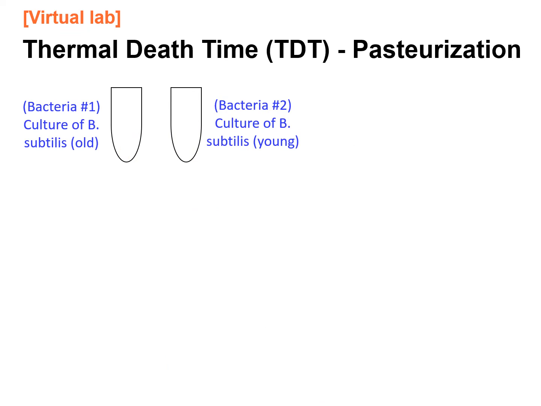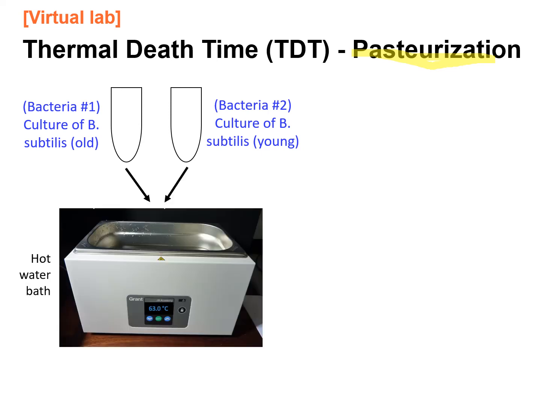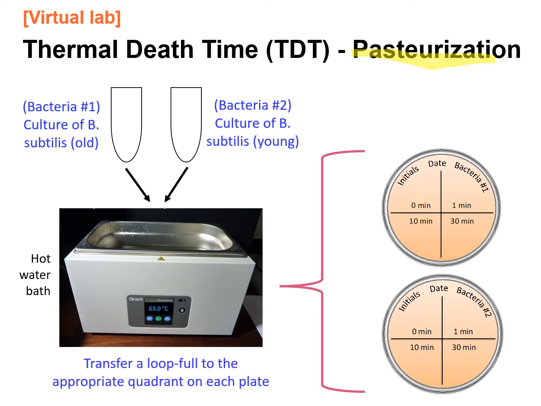Now you're going to do the same experiment, but this time you're going to test the pasteurization temperature. The pasteurization temperature, if you recall, you need to set at 63 degrees Celsius. For this one, we usually use a hot water bath, and you can see right here, we can set the temperature to the temperature that we want.